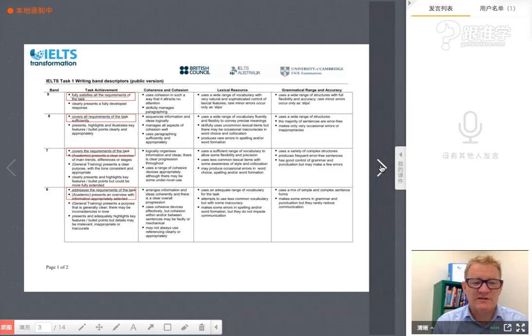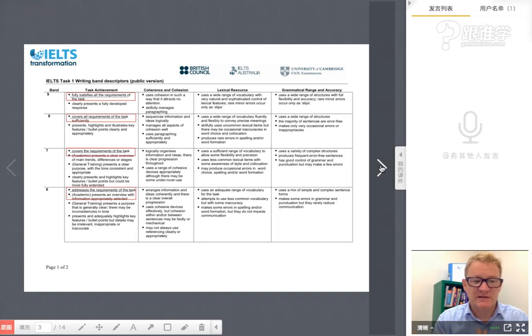So for a 9, fully satisfies all the requirements of the task. 8 covers all the requirements of the task sufficiently. You should have this document, by the way, already. If you started our course, you should have this so you can read it clearly. For a 7, covers the requirements of the task. So we have our 3 bullet points. If you cover the requirements of the task, it means you do all 3 perfectly well.